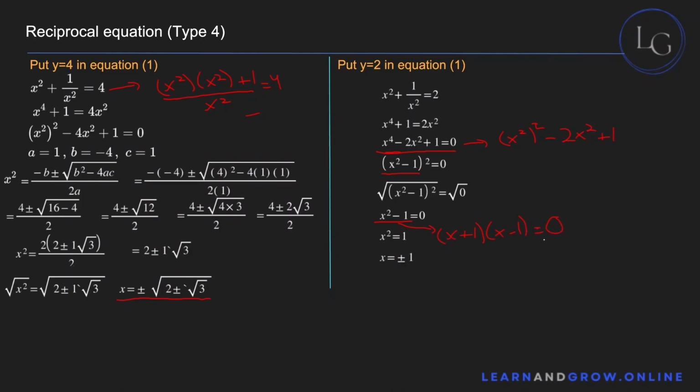And so either x is equal to 1 or x is equal to minus 1. So now you have a solution set of x. It is either positive 1 or negative 1, or it is positive and negative of this particular value. And that's it.